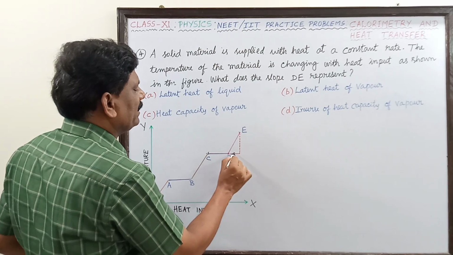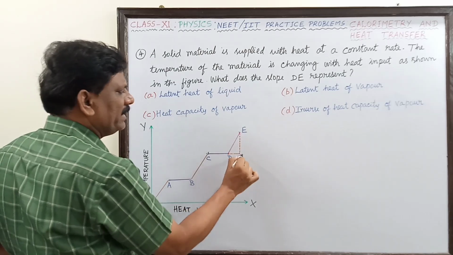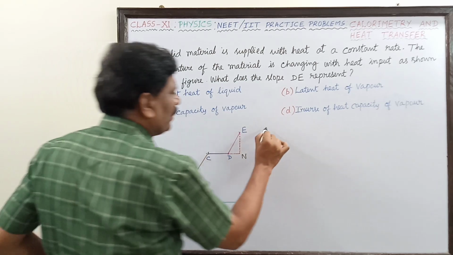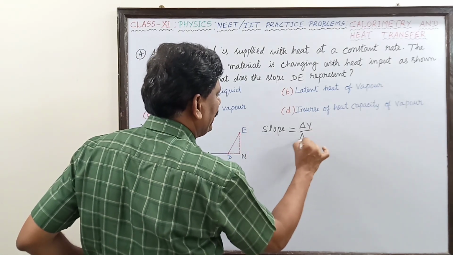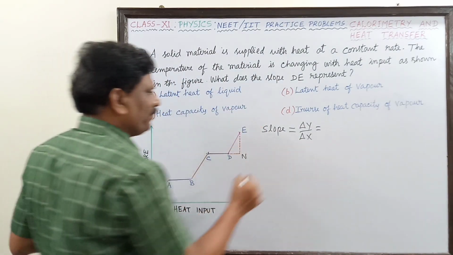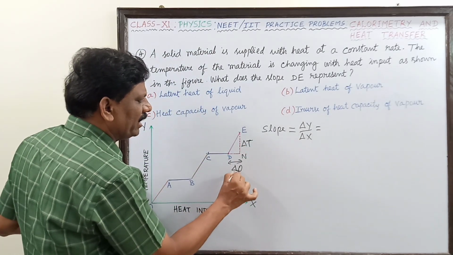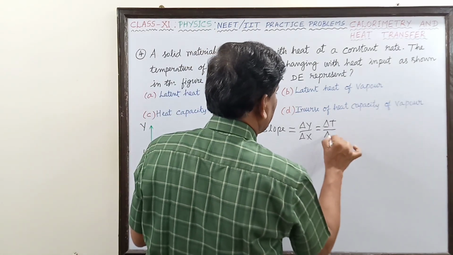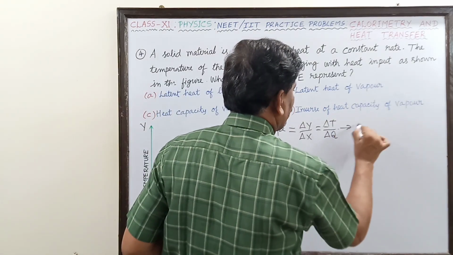Now let us take that slope DE. So what does the slope DE represent? So slope DE, let us say that this is N. So slope is equal to y-intercept divided by x-intercept. So y-intercept is what? Delta temperature. So this is change in temperature, and x-intercept is a change in the quantity of heat input. So slope is equal to delta T divided by delta Q. So let it be first equation for us.